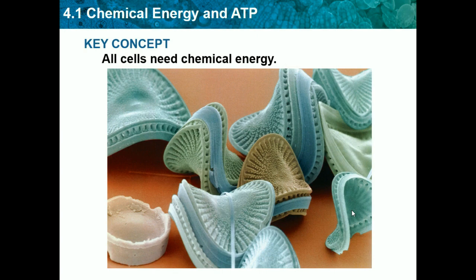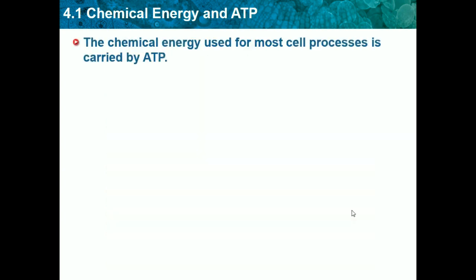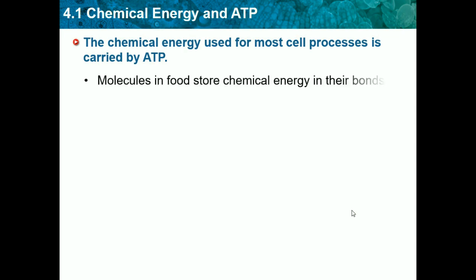Today we will be doing Chapter 4, which is Cells and Energy, Lesson 1, which is Chemical Energy and ATP. So our key concept for today is all cells need chemical energy. The chemical energy used for most cell processes is carried by ATP.